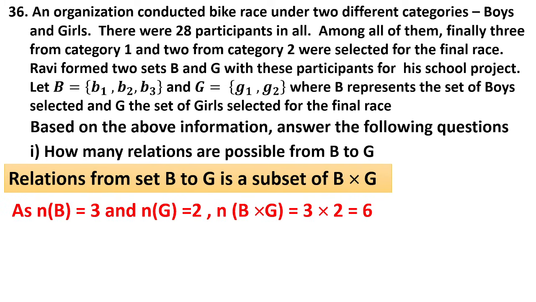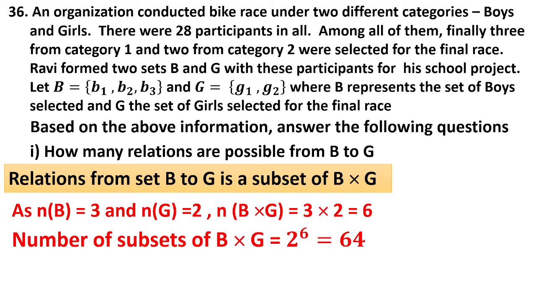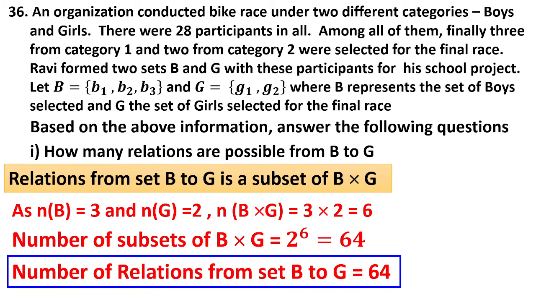Therefore the number of elements in the cross product is 6. Therefore the number of subsets is 2 power 6, which is 64. Therefore the number of relations is 64. When they ask the number of relations, it is the same as the number of subsets. You just remember like that.